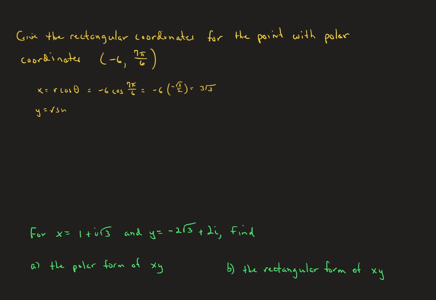Y is going to be r sine theta. So that's going to be negative 6 times the sine of 7 pi over 6. And again, sine of pi over 6 is a half. In quadrant 3, that's going to be a negative 1/2. So that'll be a positive 3, making our rectangular coordinates 3 square root of 3, comma 3. And that's unique.